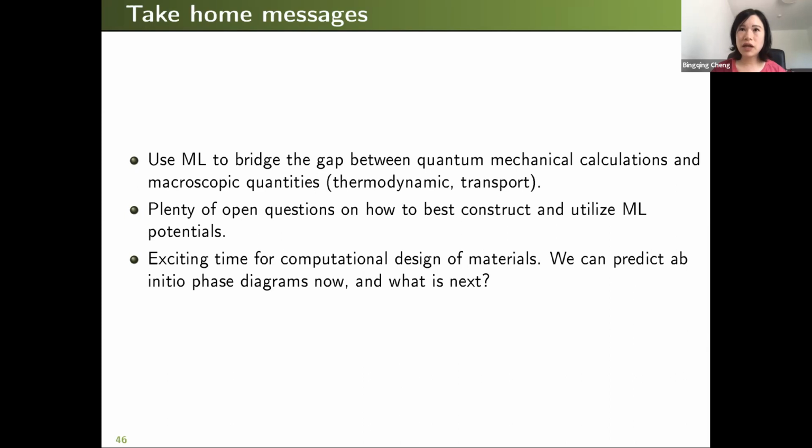in our system. And moreover, I showed you an example of using liquid water configurations to train the machine learning potential, and the machine learning potential can then be used for ice. Are there other cases where there's extrapolation and the generalization works? Overall, I think this is a very exciting time for the computational prediction and perhaps even design of materials.